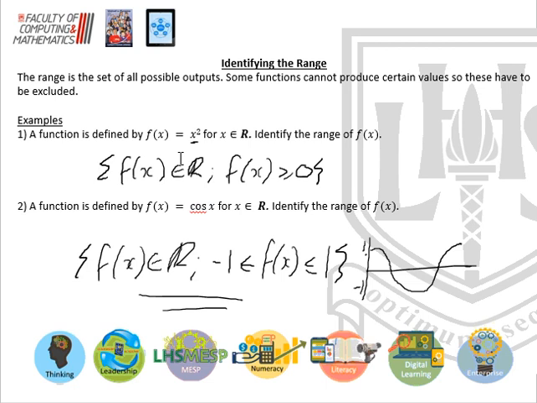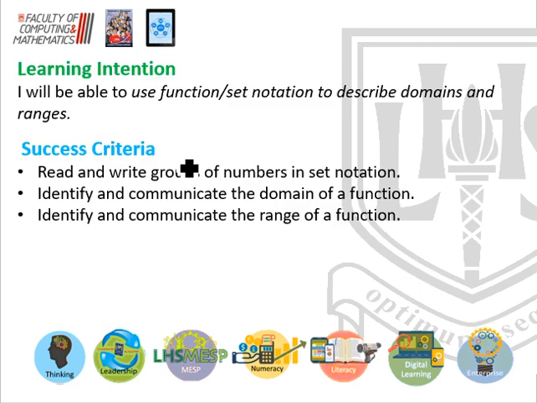So going back to learning intention and success criteria, we need to be able to read and write numbers, groups of numbers, in set notation. We need to be able to identify and communicate the domain, looking at fractions and square roots, and then be able to identify and communicate the range. So just being able to work with a function and see what values we are going to get out of that function.